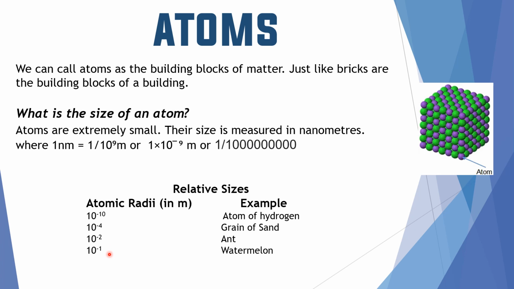Some more examples are given in your textbook, just see them. An image of the surface of a silicon atom is also given in your textbook. So that is about the size of an atom. The size is extremely small, and it is measured in nanometers. 1 nanometer is equal to 1 by 10 power 9 meter. Okay children.